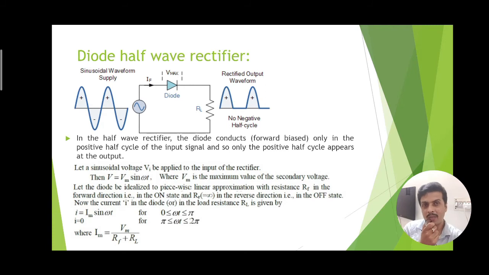This is obvious because the diode is working as a switch. When the diode is off, the reverse current, though it is negligible, flows. So that is why we can represent the current as approximately equal to 0. And the maximum peak current is the ratio of the maximum peak voltage to the summation of forward and load resistance. Obviously the forward resistance is the forward resistance of the diode.